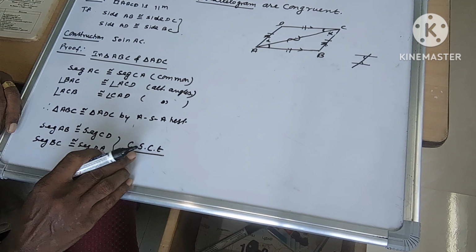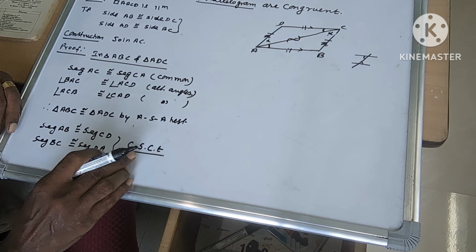Yes, this is one simple theorem. Here is the next statement: a quadrilateral is a parallelogram if its opposite sides are congruent. Opposite sides are congruent, that is given. So what do we have to prove? That this quadrilateral is a parallelogram. In the previous case, the parallelogram was given and we proved opposite sides are congruent. Here we assume opposite sides are congruent, and we have to prove that the quadrilateral is a parallelogram.